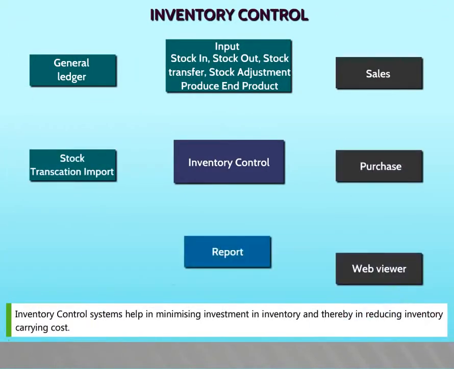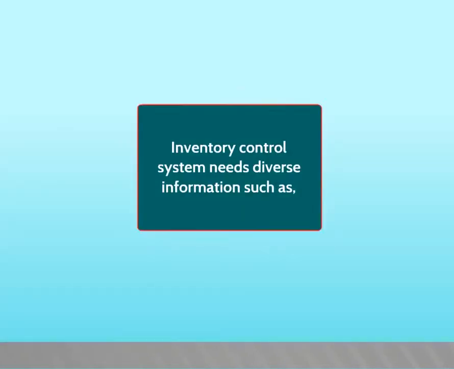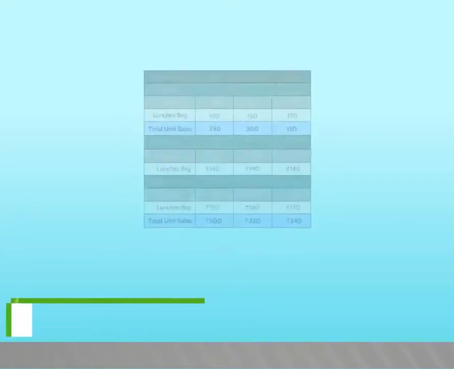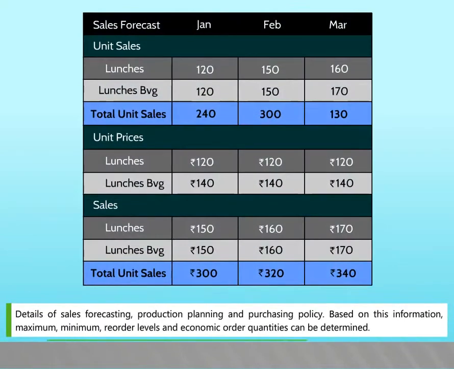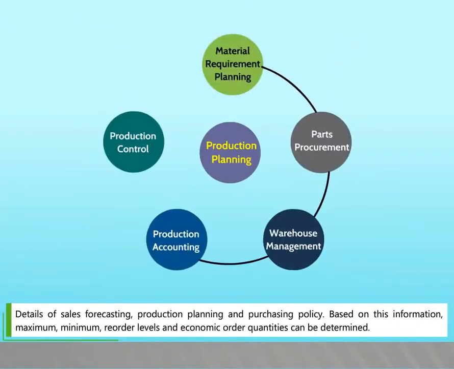Inventory control systems help in minimizing investment in inventory and thereby in reducing inventory carrying cost. Inventory control system needs diverse information such as details of sales forecasting, production planning, and purchasing policy. Based on this information, maximum, minimum, reorder levels, and economic order quantities can be determined.